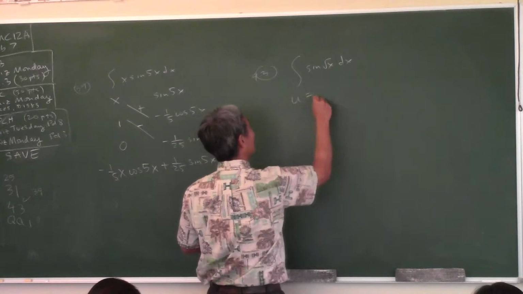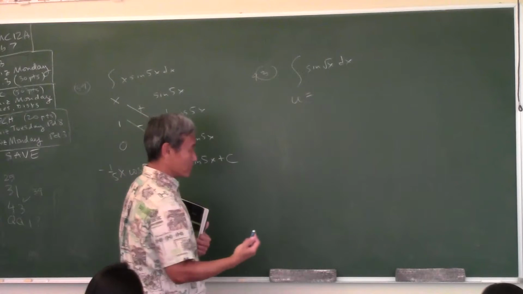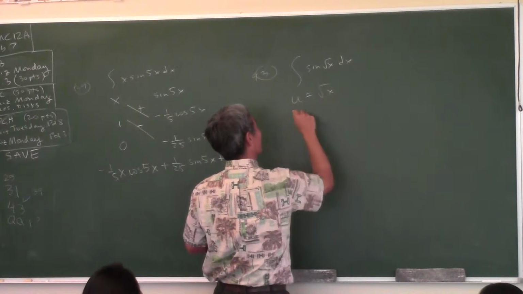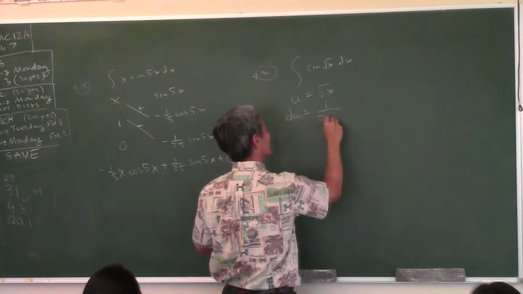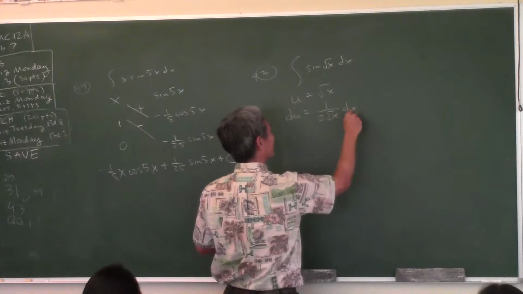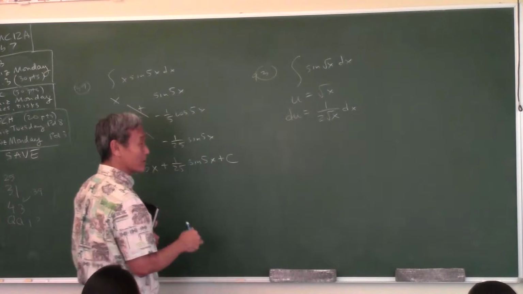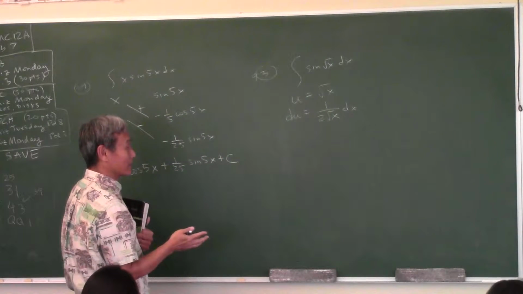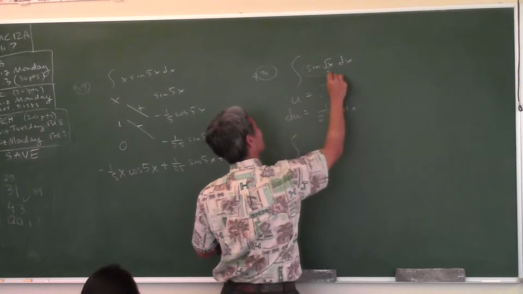If you were to make a U substitution, what would you do? U equals root x. But then the problem is, the derivative of root x is 1 over 2 root x, right? Yeah, but Mr. Park, there's no root x in the denominator there. How am I going to substitute for it? So it looks like you can't do it, but you can. Watch.